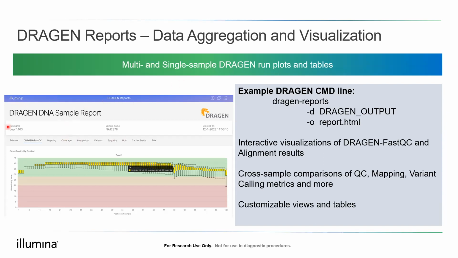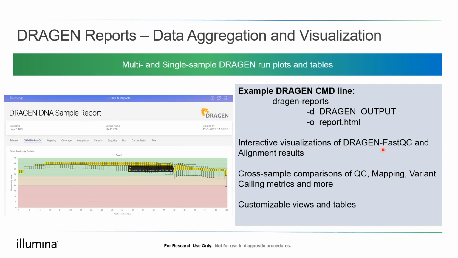And what we are showing here are some screenshots of that sample report. You can see over here as I'm moving my pointer that this lets you see various metrics in a nice report, as well as with visualization. So we are looking at over here the DRAGEN FASTQ related metrics, but you can see mapping, coverage, aneuploidy, variance, zygosity. If you're running HLA, carrier status, for our targeted callers, PGX, so any of these metrics that are being enabled, or features that are being enabled in DRAGEN, we collect the metrics and provide it into a sample report.